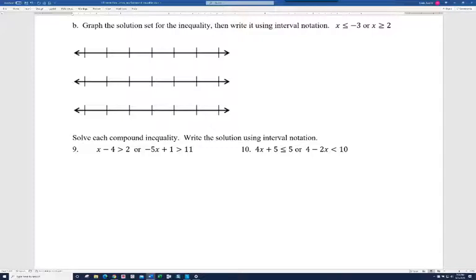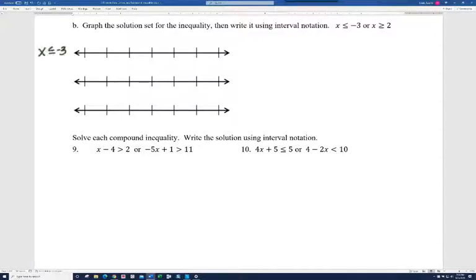It says graph the solution set for the inequality, then write it using interval notation. So we have x is less than or equal to -3, or x is greater or equal to 2. This is the compound inequality we were just looking at. What does our solution really look like? So let's go ahead and graph these.